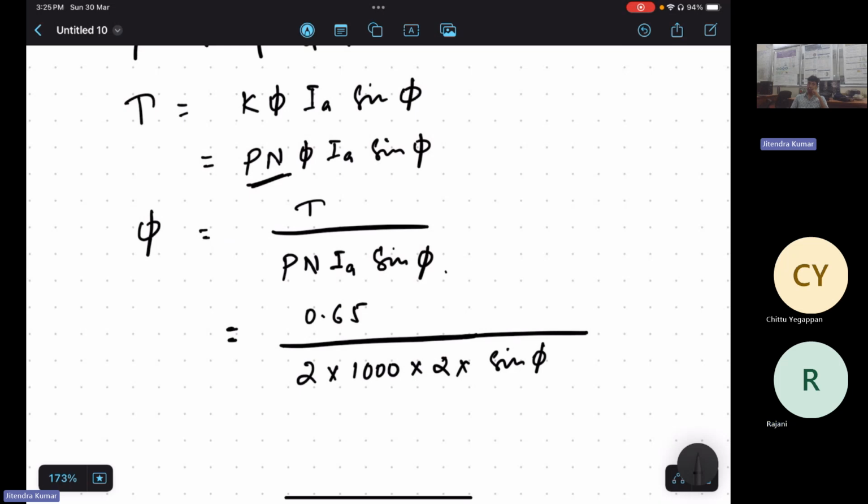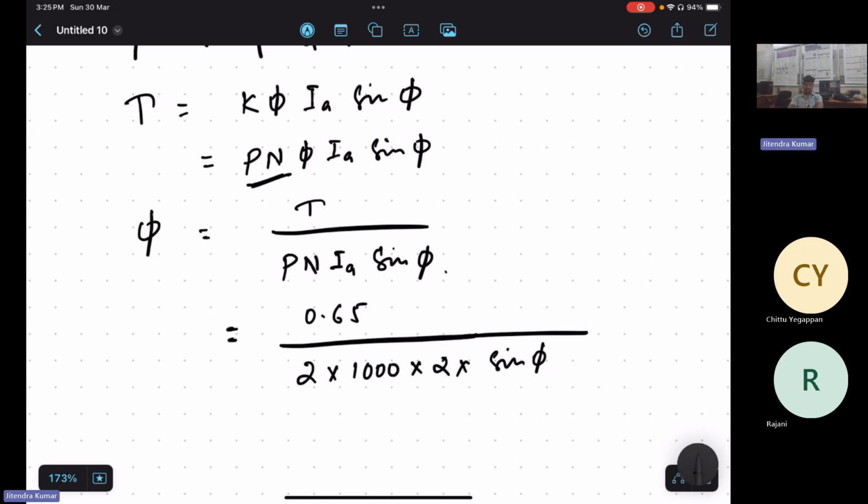Power factor? This is not the power factor angle. Cos phi is the power factor. It is actually the angle between flux and current, between magnetic loading and so on. Can we take sin phi equal to 1, with phi equal to 90 degrees?